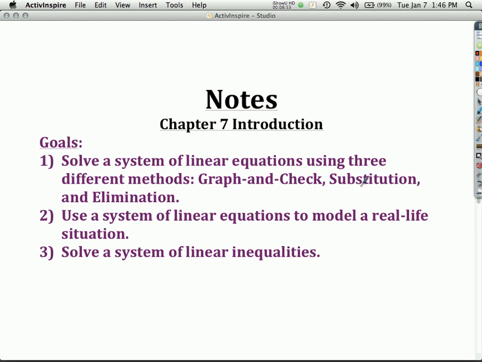The second method is called substitution. You will learn that on Wednesday. And the third method is called elimination. You will learn that on Friday. 3 different ways of solving a system.